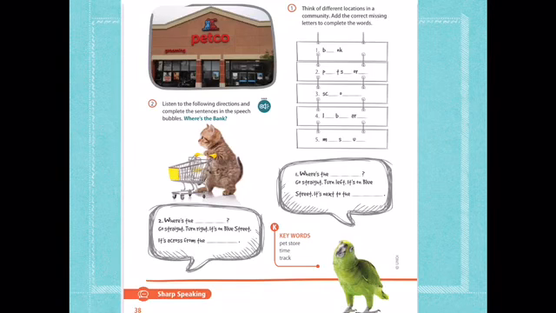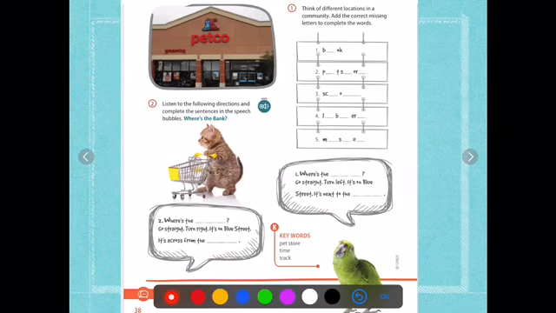Now, in number 2, it says, listen to the following directions and complete the sentences in the speech bubbles. All right, so here is where you're going to listen to the track where's the bank. I'm going to leave it in the platform for you guys to listen to with your learning log, attached there. And you guys are going to fill in the blanks according to what you hear. I'll give you guys 5 minutes for this activity. After the 5 minutes, we're going to check it together.